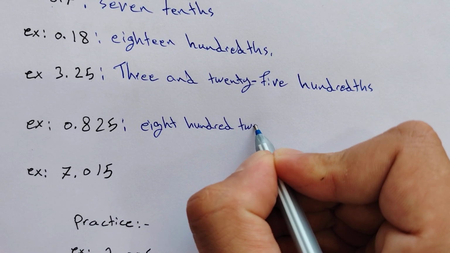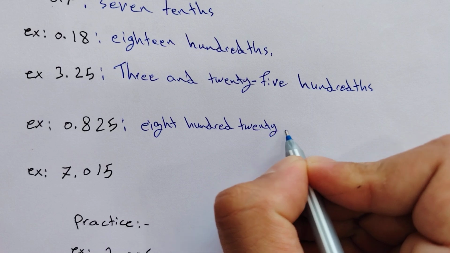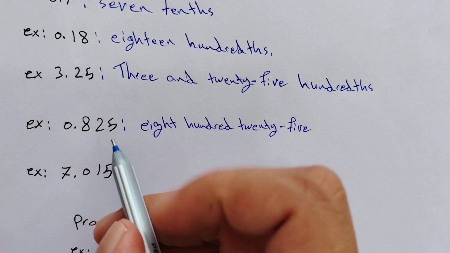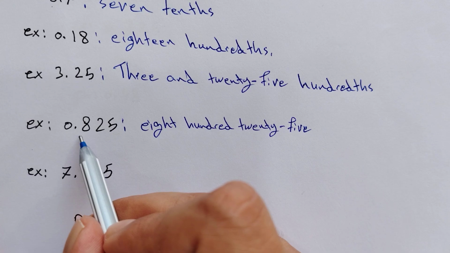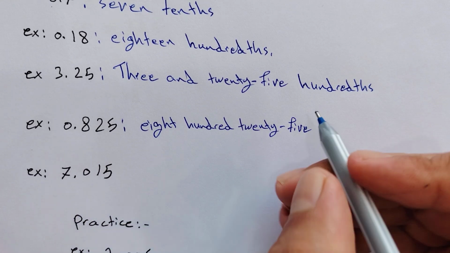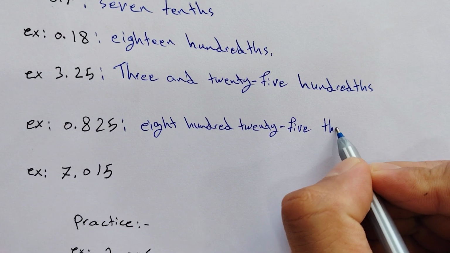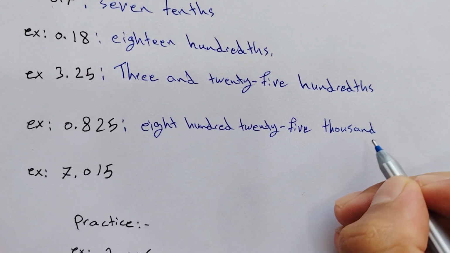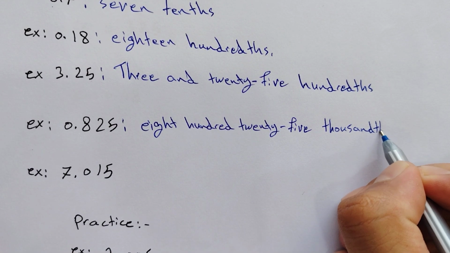$25. And the last digit is in, this is tenths, hundredths, and that one will be thousandths. So 825 thousandths.